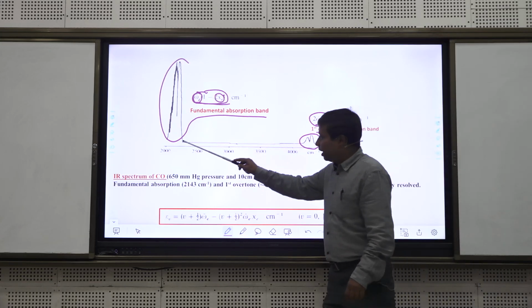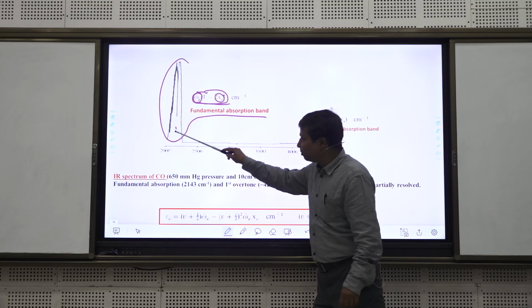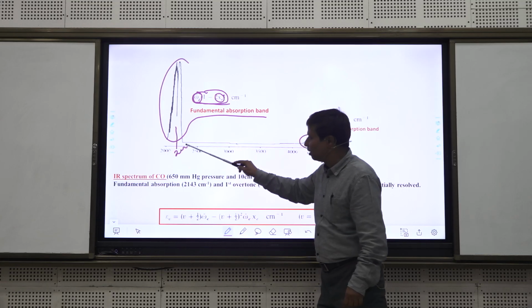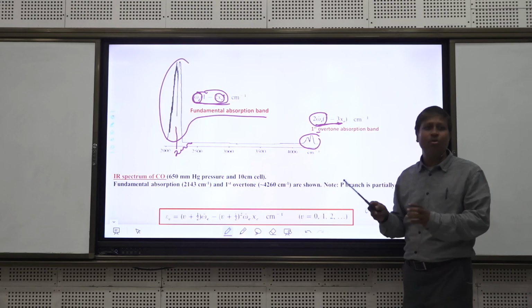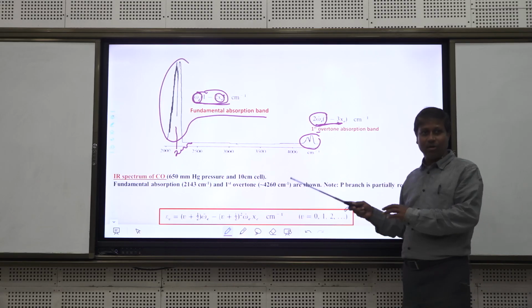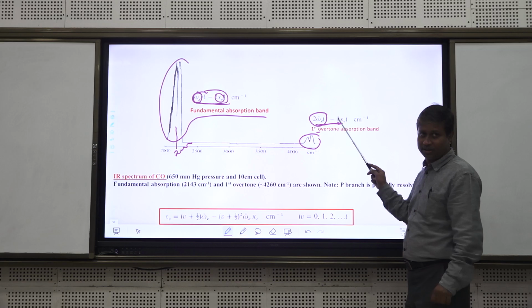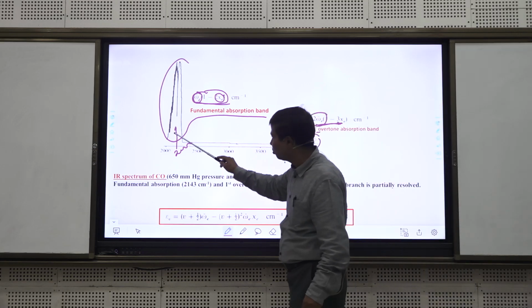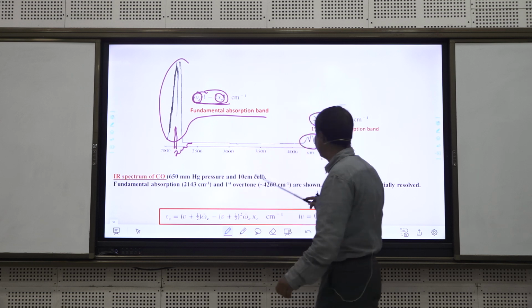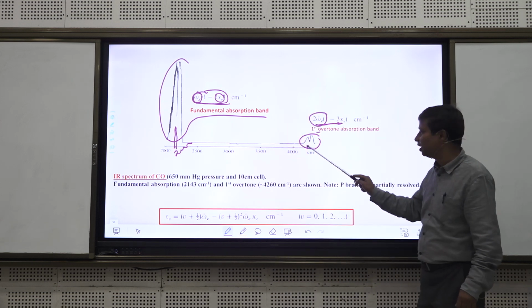So ideally, if the fundamental comes at 2000, where should the first overtone come? It should come close to 4000. Close, because there is some minus, and this minus is a very small amount. So if this one is say 2200, then this is 4400 like this.